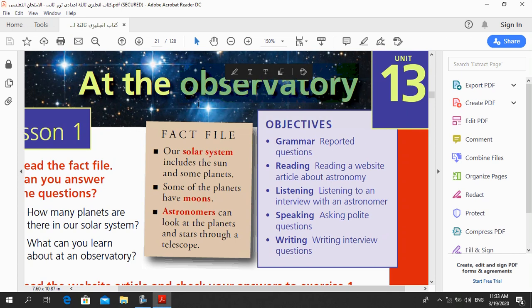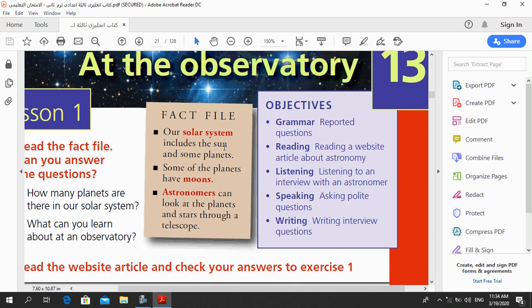Observatory means it's a place where scientists study stars. It's called an observatory, using telescopes. A telescope is a tube, like a tall tube. It's like a magnifier. You can look at far objects and see them pretty well, like a lens. So this is called an observatory. It's the place where scientists study stars.